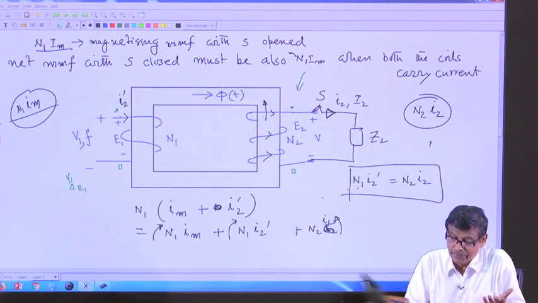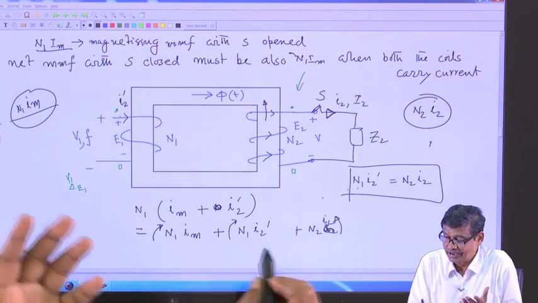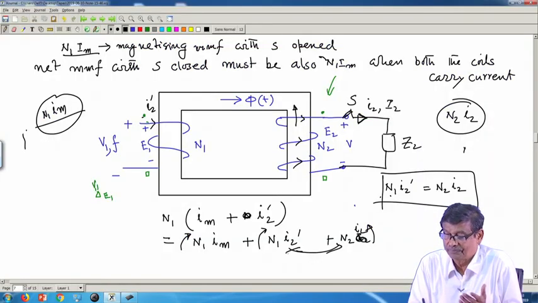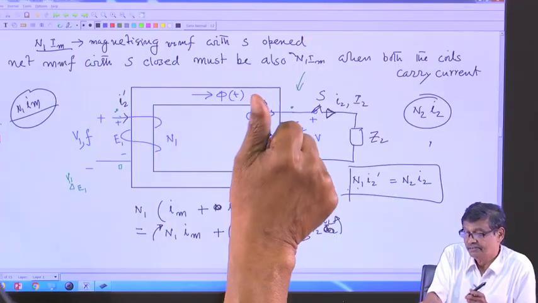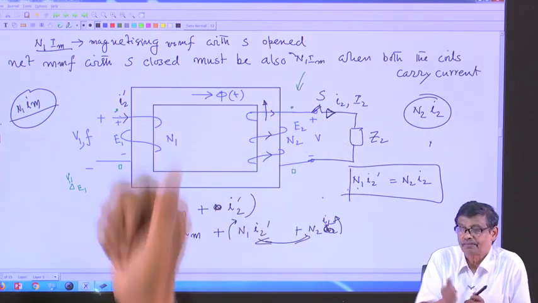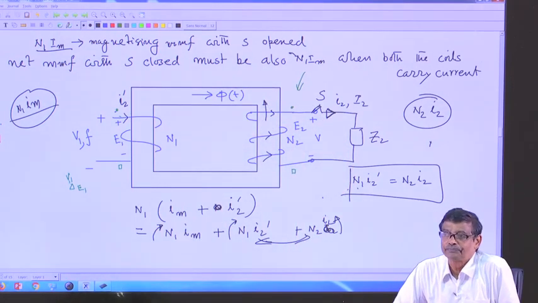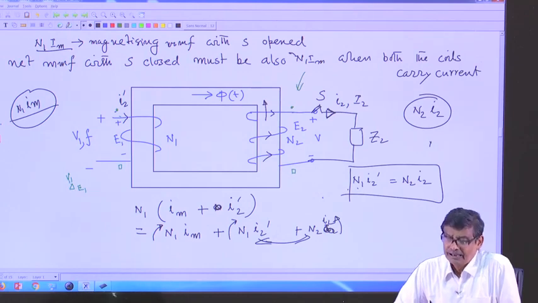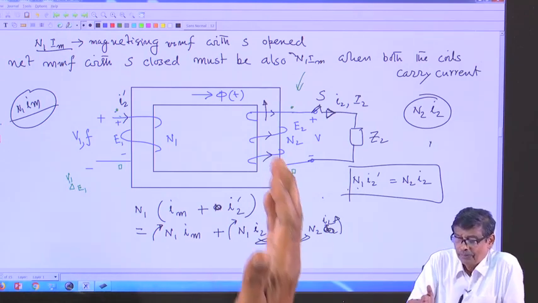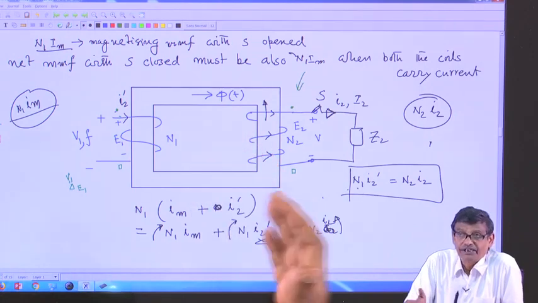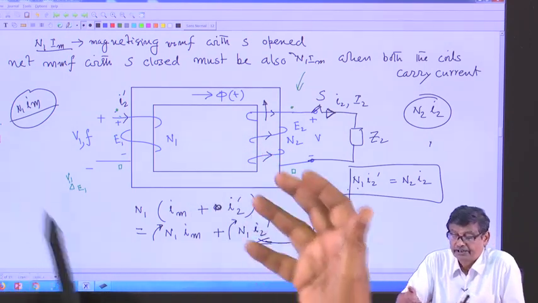Therefore, net MMF once again will be N1 If. These two will cancel out, because from physical directions I know. So, this will be the thing. Later I will tell you about this whole lot of physical way of understanding the thing.